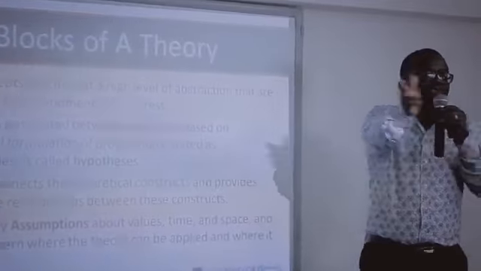When we say the area of a triangle is half base times height, it means that the half of the base times the height come together to make what? The area of the triangle. So they should seek to explain something. Otherwise, the constructs are there, the propositions are there, but what are they leading to?